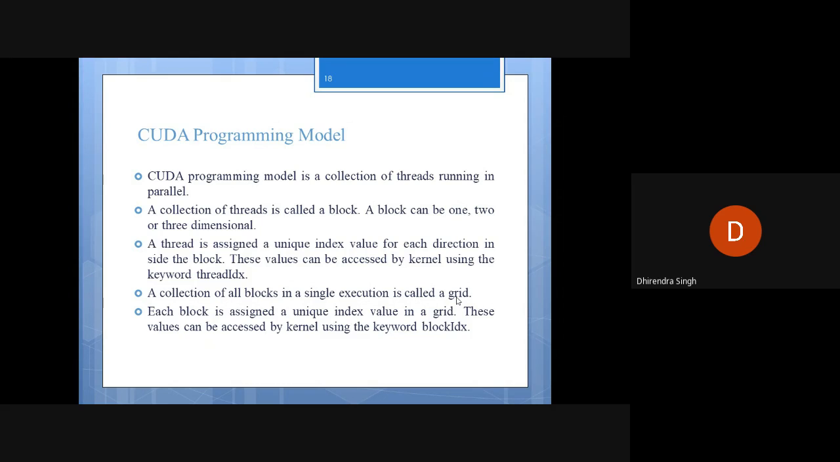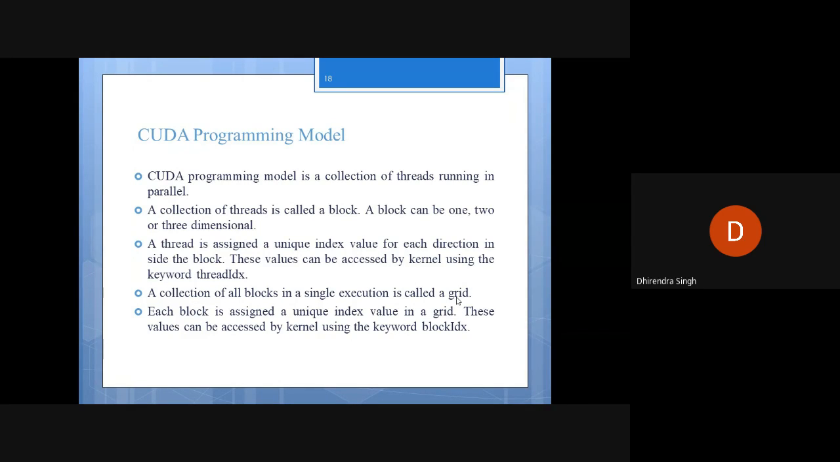But sometimes the requirement could be that you need to create millions or billions of threads. And sometimes if your data is multi-dimensional, you need to create a multi-dimensional block and a multi-dimensional grid. For that purpose, you can create a block which is having a multi-dimensional thread arrangement inside it.